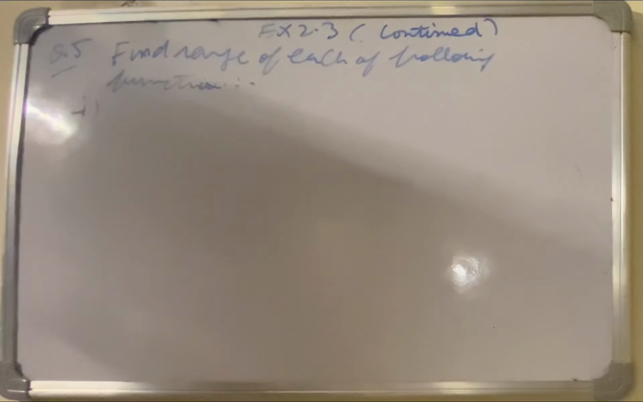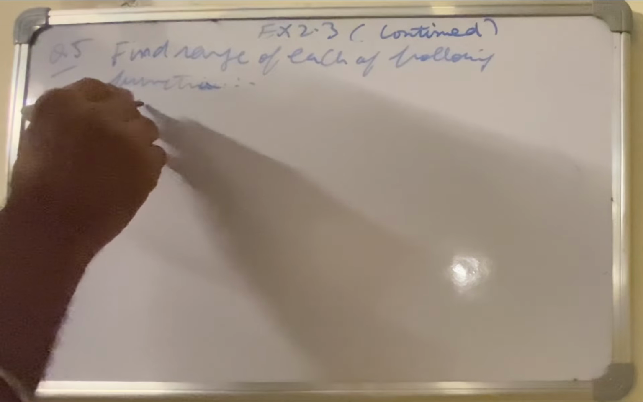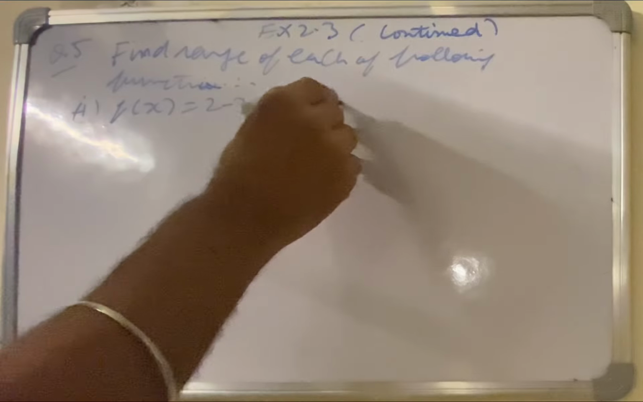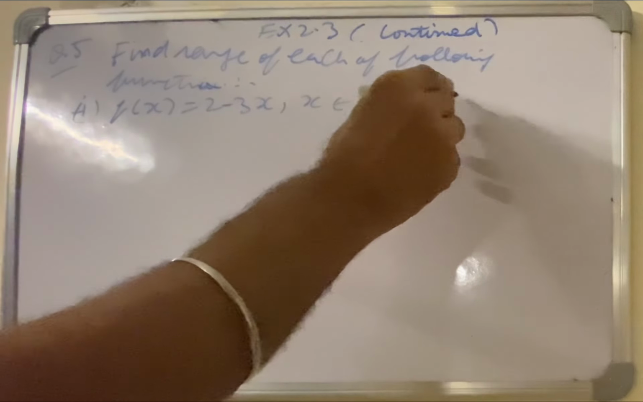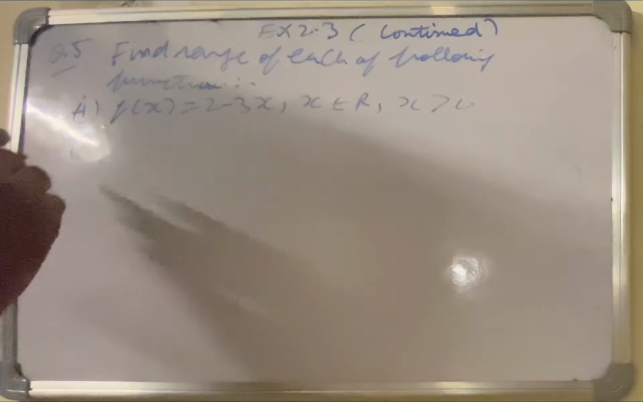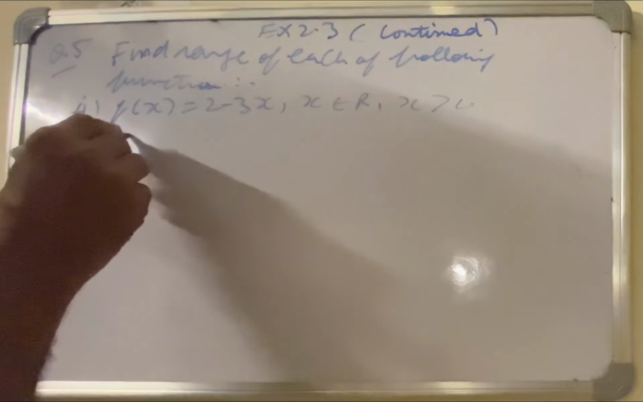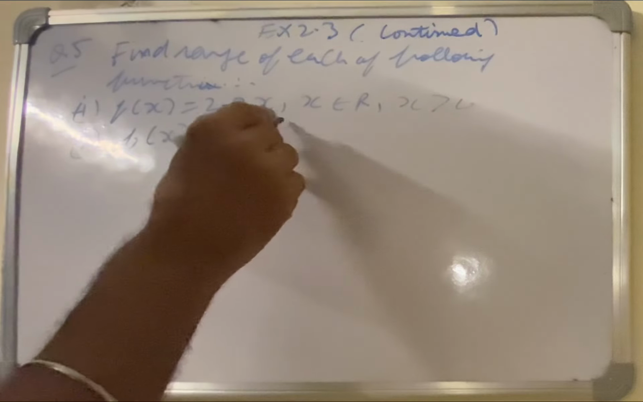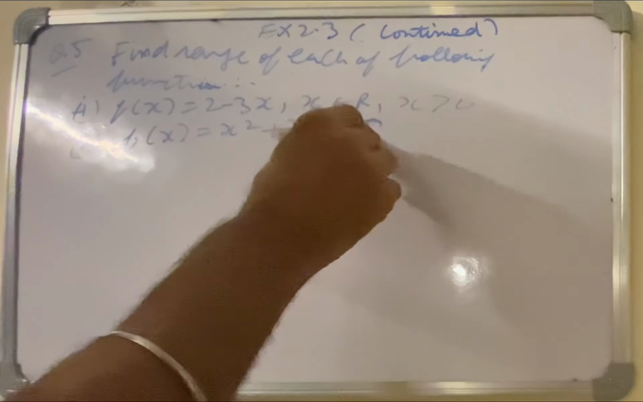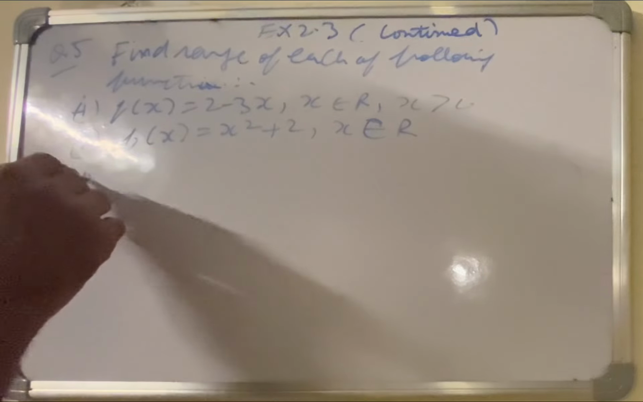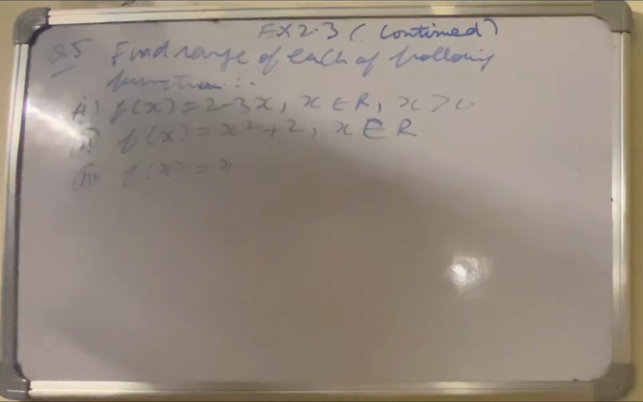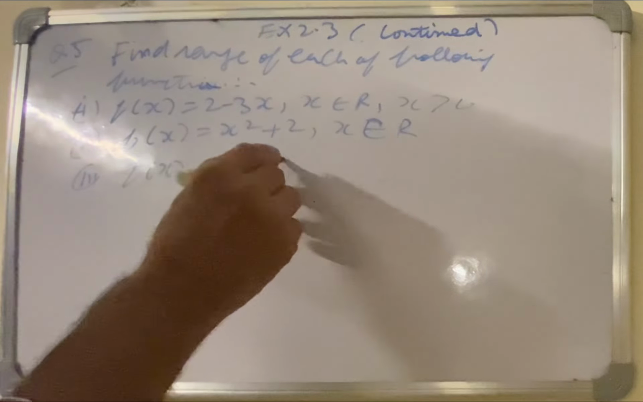First part, f(x) is equal to 2 minus 3x, x is a real number and x is greater than 0. Second part, f(x) is equal to x square plus 2, x is a real number. Third part, f(x) is equal to x, x is a real number.